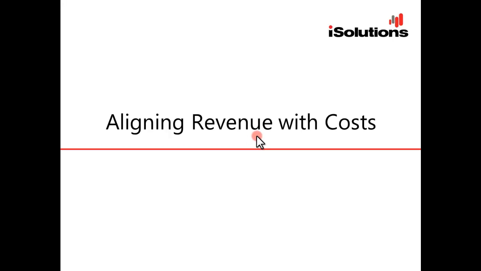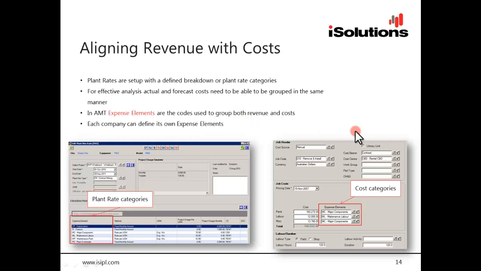The next item is what we've termed aligning your revenue with your costs. Now, we've touched on this a little bit, but the key principle here is that you want to be able to compare your revenue for an asset against its costs and be able to drill down on that. You don't just want to have one number that says the revenue for a truck was X and the costs were Y, and then you've got no ability to really understand where the variance is.